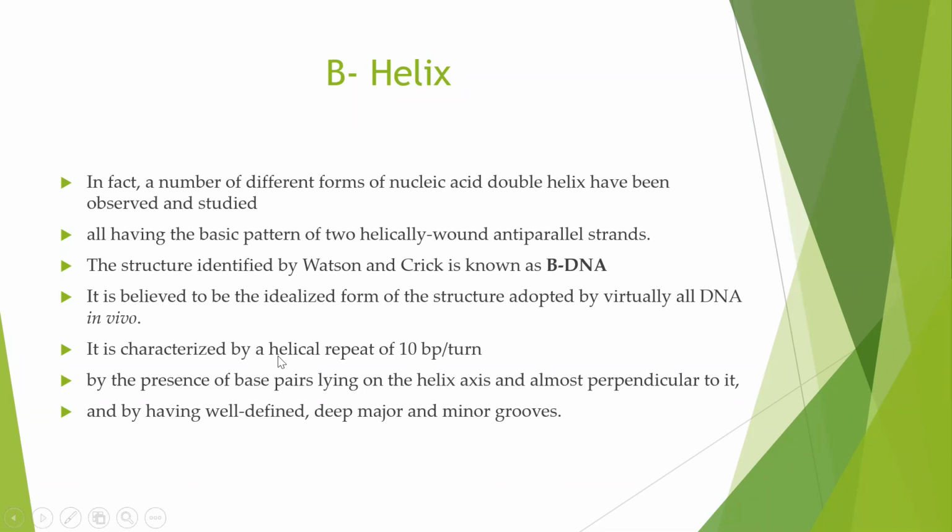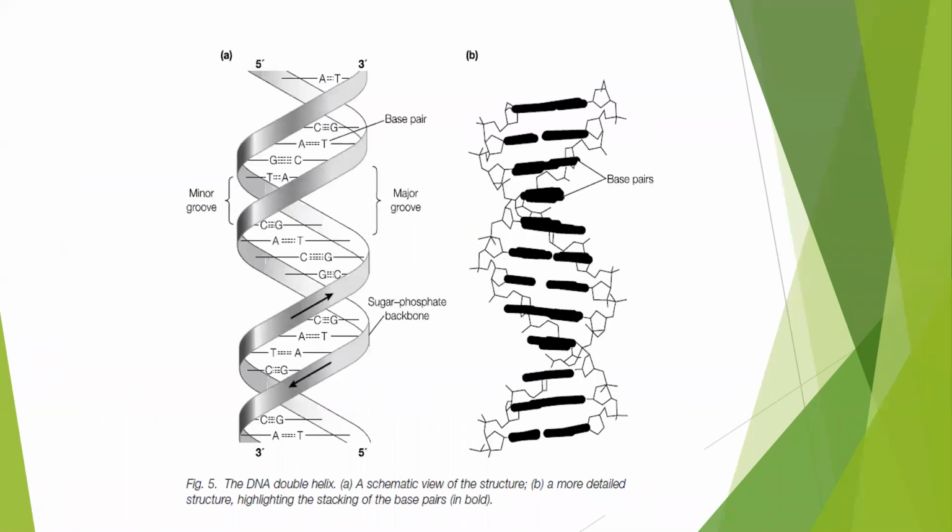In case of B DNA, each helical turn consists of 10 base pairs, and it is a right-handed helix. The nitrogenous base pairs are in the center of the helix, and they lie on the helix axis and almost perpendicular to the helix axis. This double-stranded helical structure of DNA has well-defined deep major and minor grooves. This diagram we have discussed in detail.